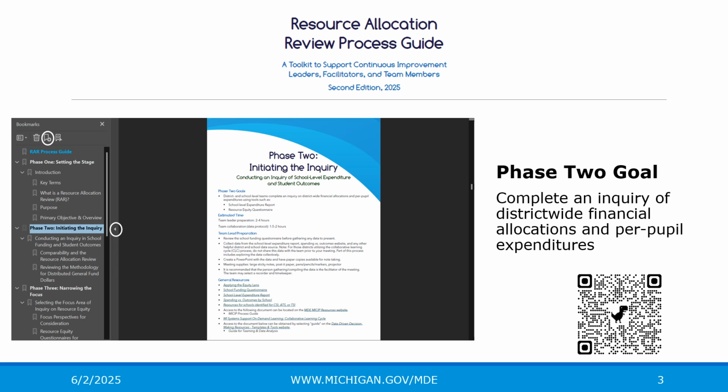The goal for Phase 2 is to complete an inquiry of district-wide financial allocations and per pupil expenditures. The estimated time for the leadership preparation is between 2 and 4 hours. The team collaboration time is estimated to take between 1.5 and 2 hours.